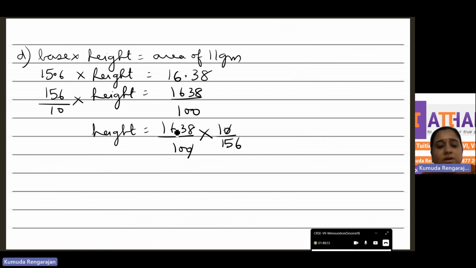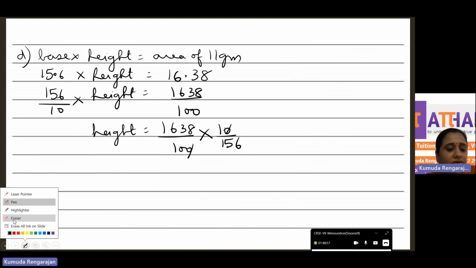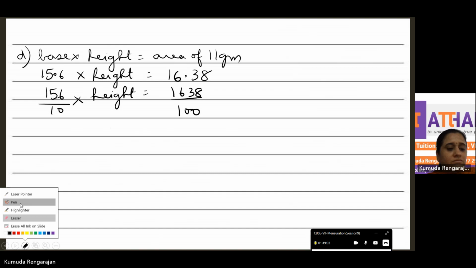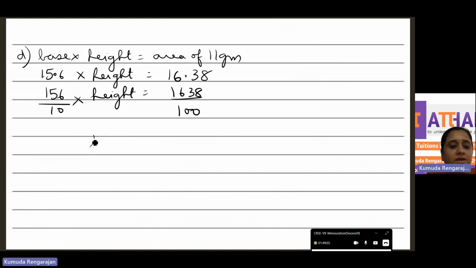Now we'll do it together. 1 minute. Let me just leave a line and write it. Yeah. So height is equal to, look at the board, all of you. Height is equal to 1638 divided by 100 into 10 by 156. So what happens? 0 and 0 get cancelled.